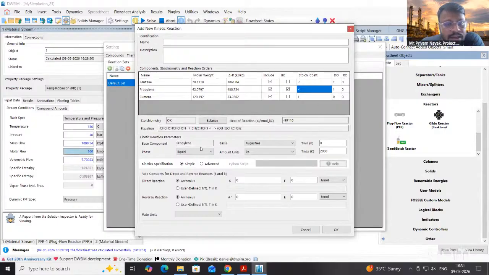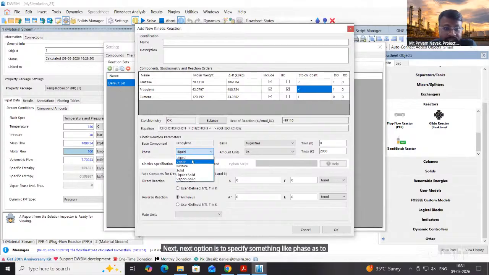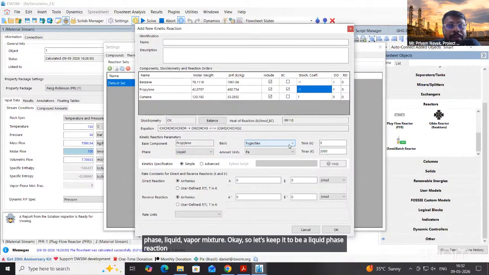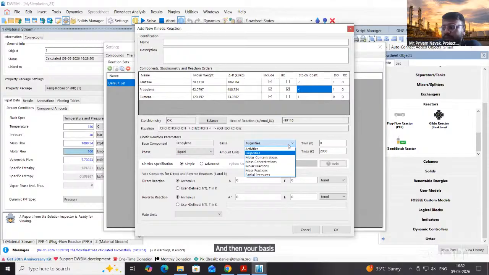Next option is to specify the reaction phase: liquid, vapor, or mixture. Let's keep it as a liquid phase reaction. And then your basis. I'm sure all of you would have done a course on reaction engineering.